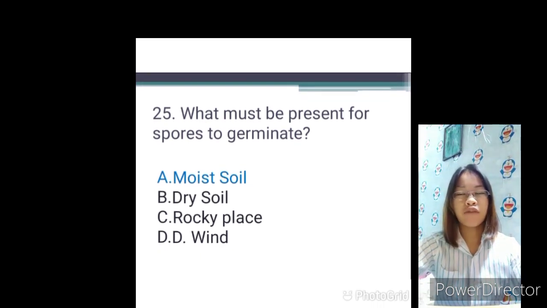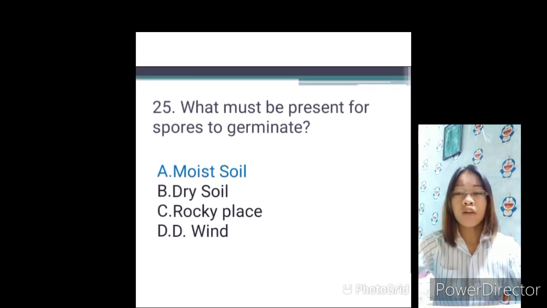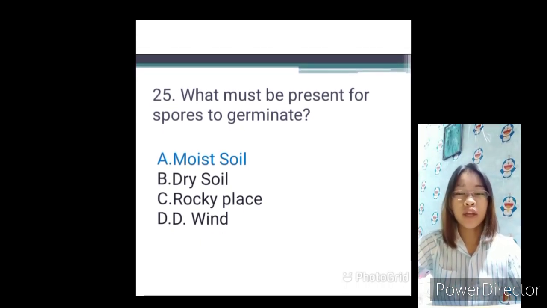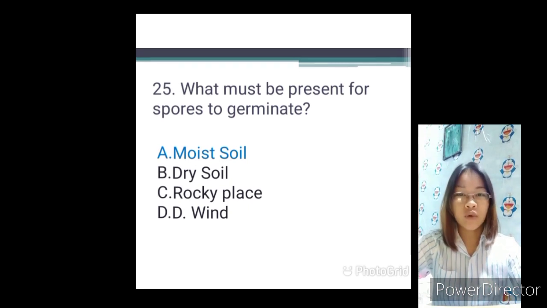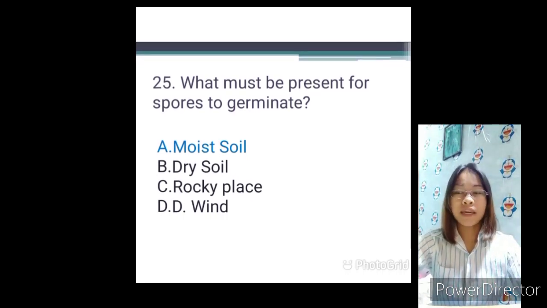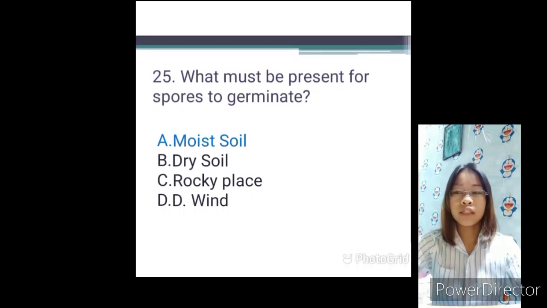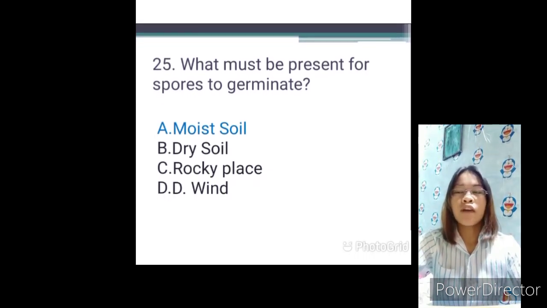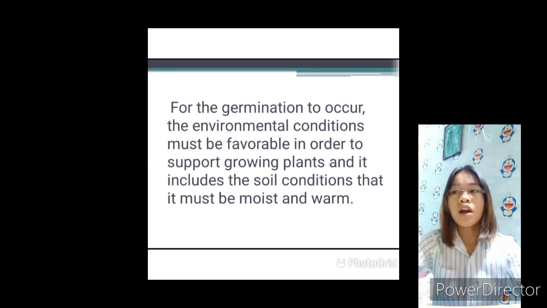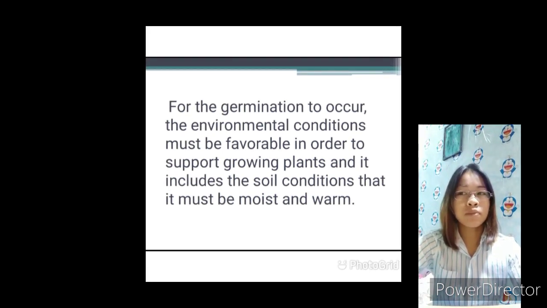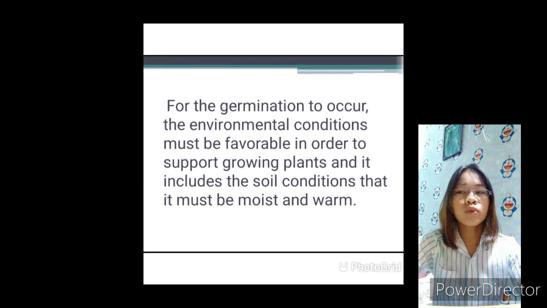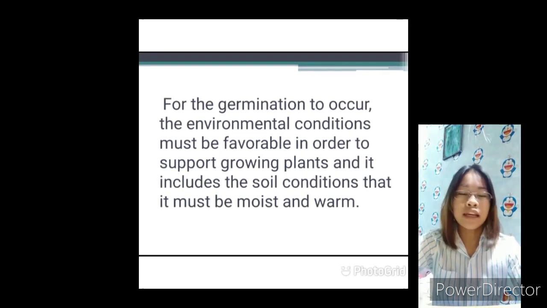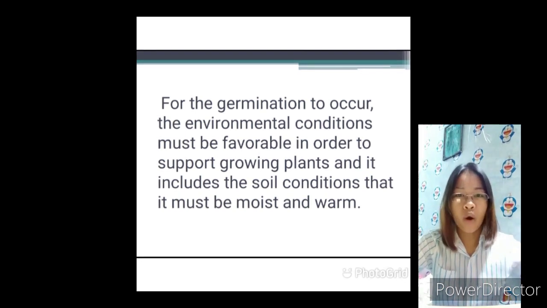Item number 25. What must be present for the spores to germinate? Letter A, moist soil. B, dry soil. C, rocky places. D, wind. The answer is letter A. For germination to occur, the environmental conditions must be favorable in order to support growing plants, and it includes the soil conditions, that it must be moist and warm.